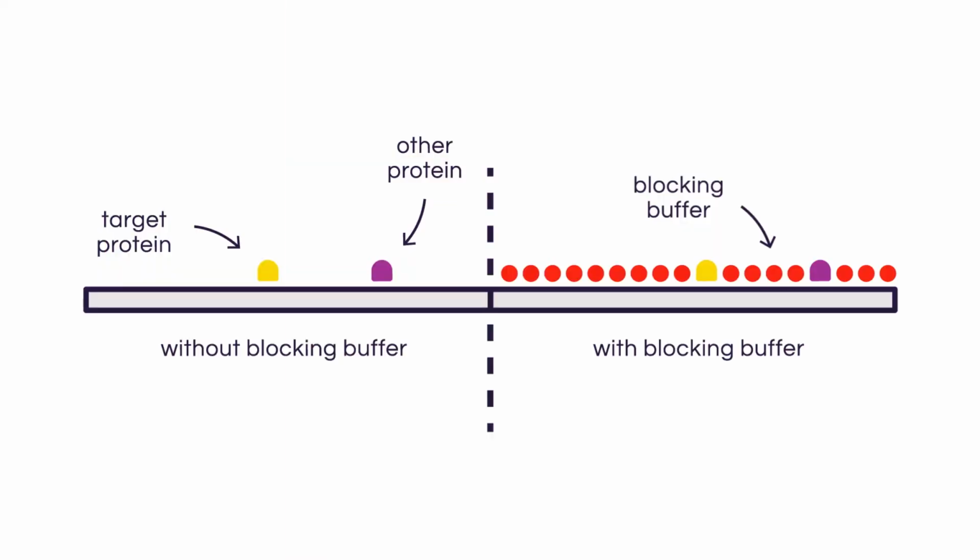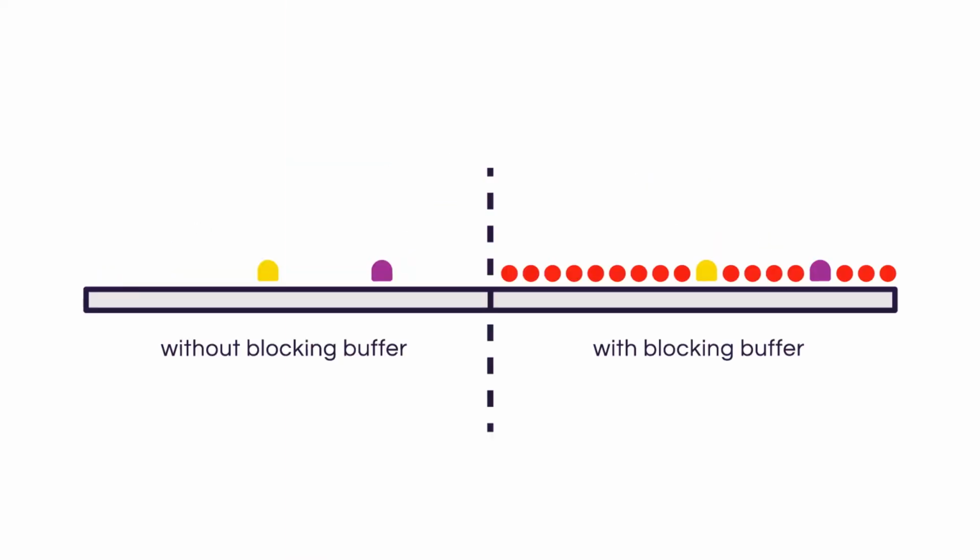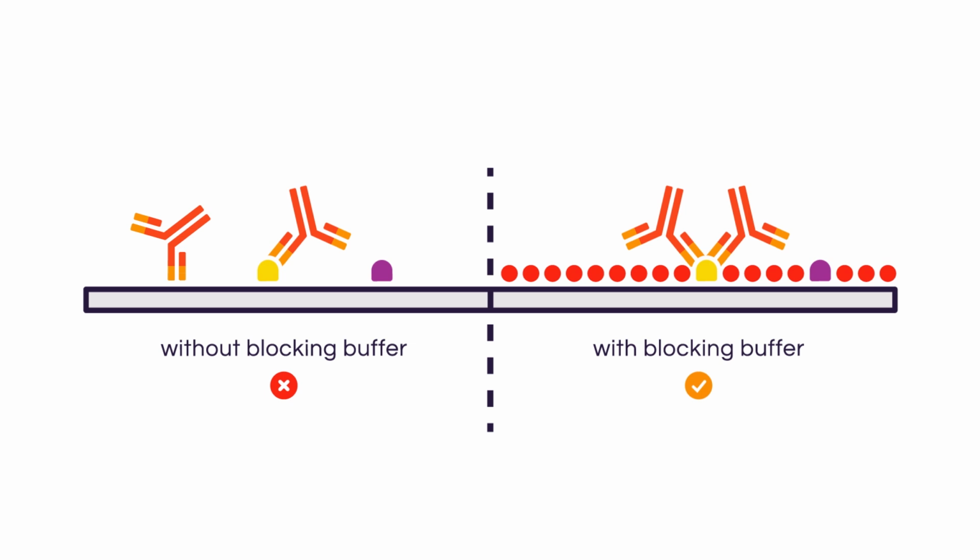The blocking step is extremely important since it ensures that the membrane doesn't have any empty sites in which the primary antibody would bind instead of binding to the antigen of interest. If that were to happen and we were to have the antibody binding to the membrane, we would have a lot of background, which is something we definitely want to avoid.